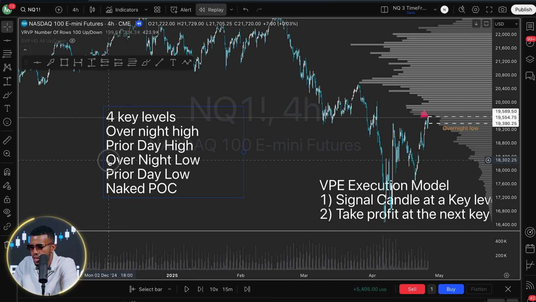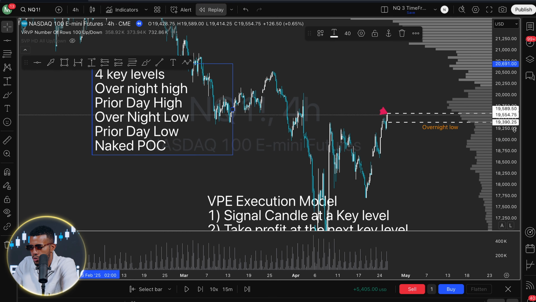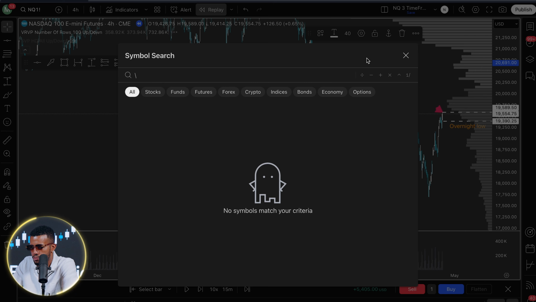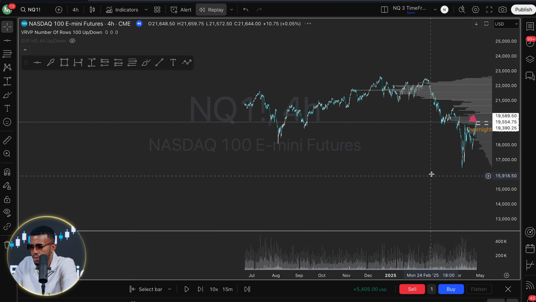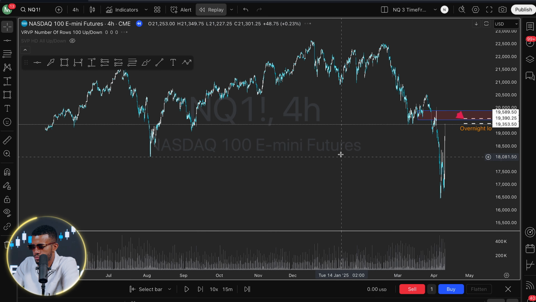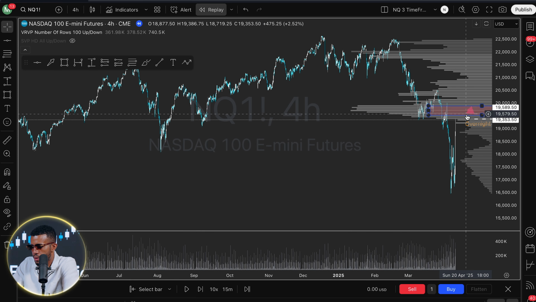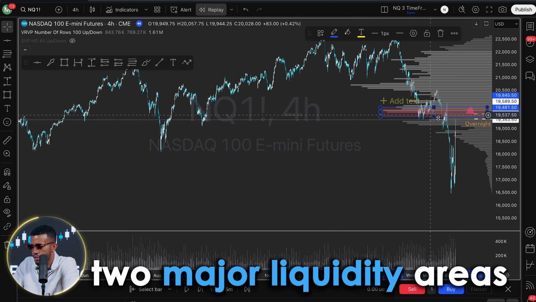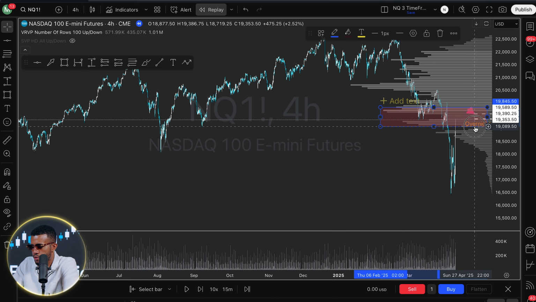So when we hit an edge, if we get a signal candle on, say, the 1-hour, and we're looking at the 4-hour, let's just get rid of these for now. We're looking at the 4-hour. Boom. All right, so let's use like this time period here. Okay, and let's look at the volume profile. Okay, now there are 2 major liquidity areas here. There's this one and there's this shelf up here as well.